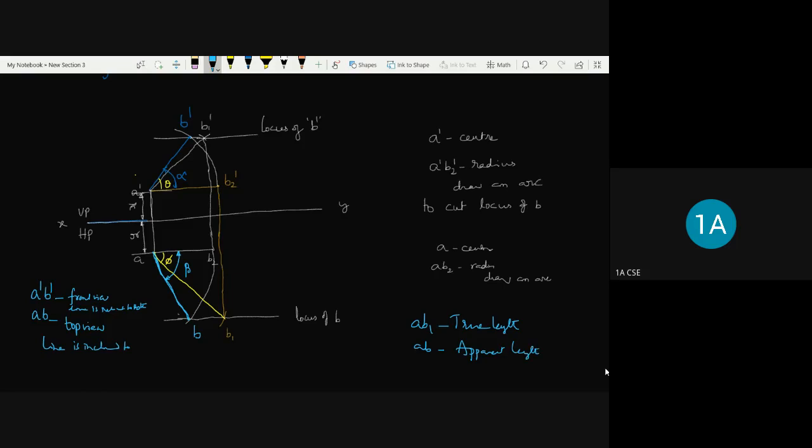AB is the apparent length when the line is inclined to both the planes, whereas AB1 is the true length when it is inclined to only the vertical plane. Similarly, A dash B1 dash represents the true length of the line, and A dash B dash represents the apparent length of the line.